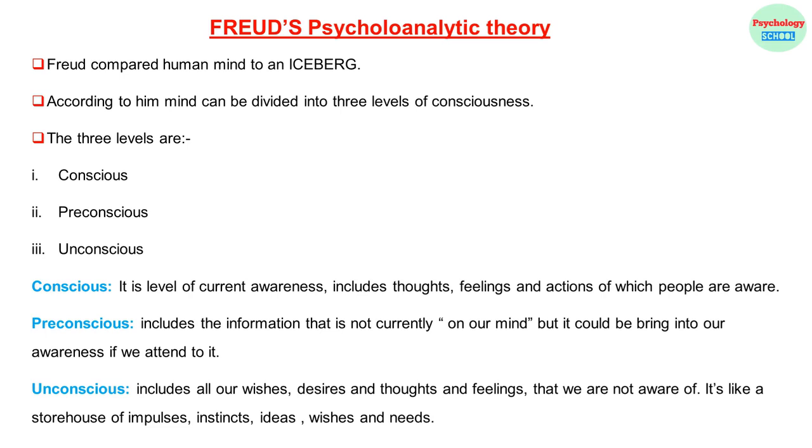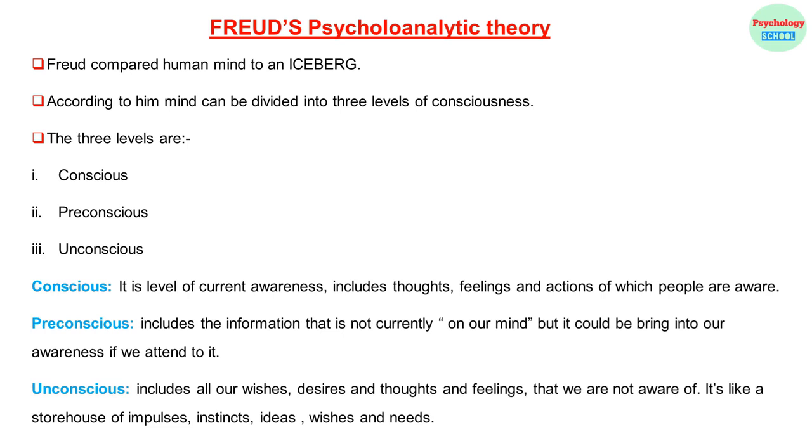The second level is preconscious, which means all the information that is not currently available or on our mind, but that we could bring into our awareness if we attend to it closely or if we are called upon to do so. So let's take an example: if someone asks, what did you do last Sunday? In this example, you will try to recall the activities which you performed last Sunday.